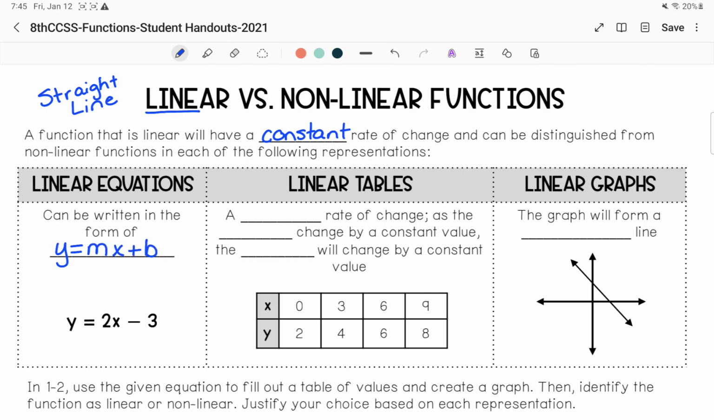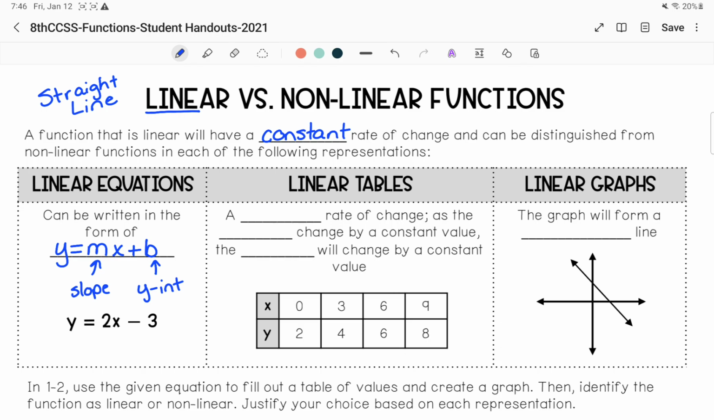And we've seen that before, right? This is our slope-intercept form. Remember that m was our slope and b was our y-intercept. So if we have an equation in slope-intercept form, we know it's going to be linear.